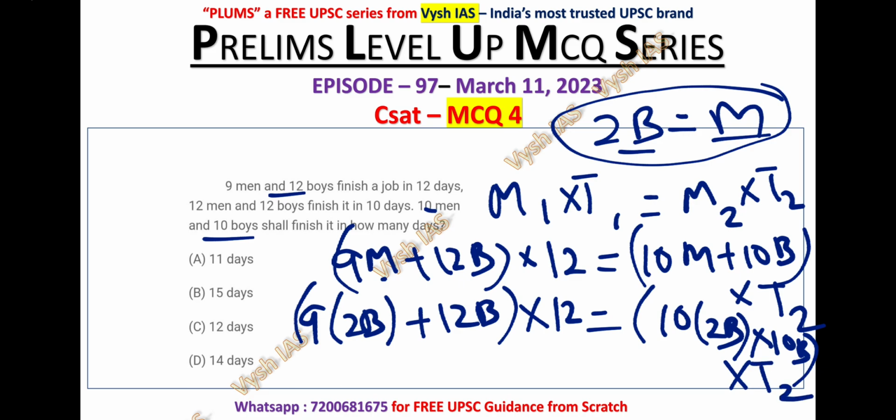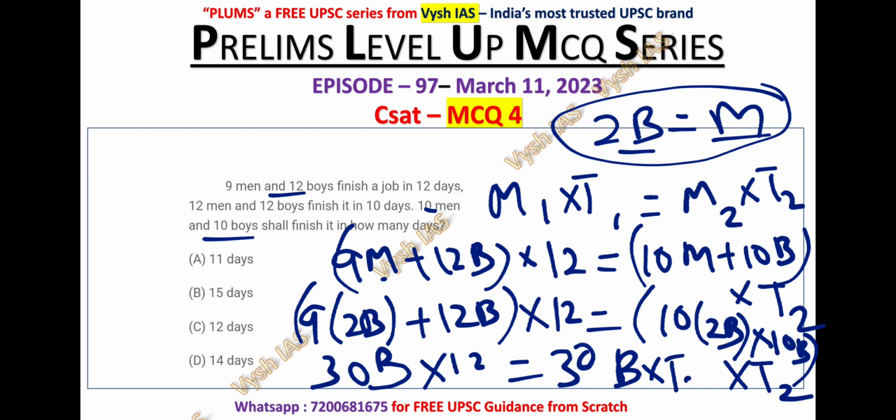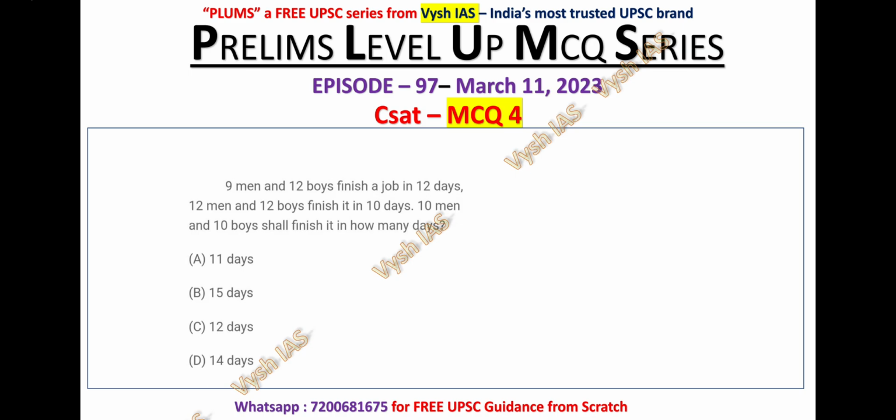If you solve this, 9 into 2b is 18b, and 18 plus 12 is 30b, into 12, is equal to 10 into 2b is 20b, plus 10b is 30b again, into T2. Now 30b and 30b will get cancelled and T2 is equal to 12. So by using one simple formula we have solved this question. So 12 days is the correct answer.